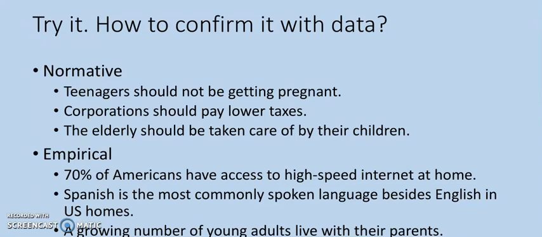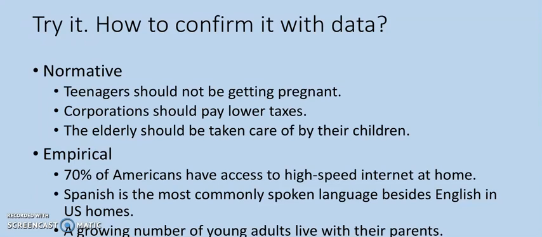For example, teenagers should not be getting pregnant is a normative statement. It's using that should word. And we could instead say that the teenage pregnancy rate is higher in the United States than it is in France. And we could look at public health data or census data from each of the countries, say, okay, how many teenagers got pregnant in 2013, compare the rates between the 2 countries, and we could back that up with data. We're not necessarily putting a value judgment on it, right? Not saying should be or shouldn't be, but being able to compare the two.